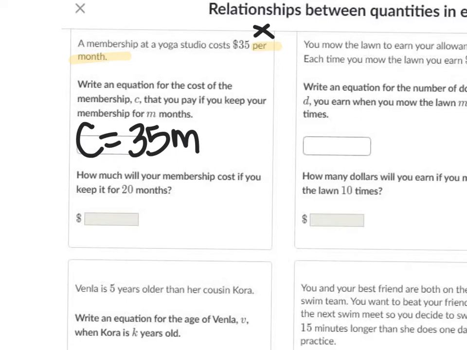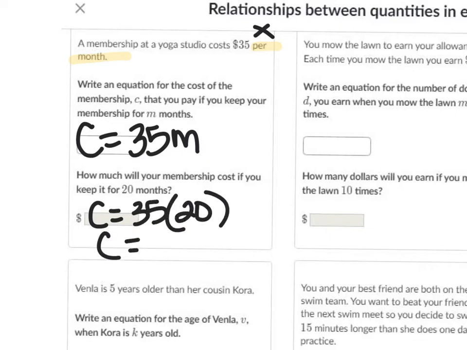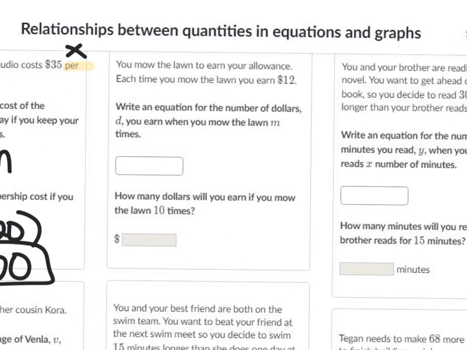Well, your cost would equal $35, and you're doing it for 20 months. So that cost would equal $700. When you put your answer into con, you're just putting in, and you don't even have to put the dollar sign because they already did that for you. Okay, so this is a 2-step skill. You're going to write the equation and then calculate the answer.